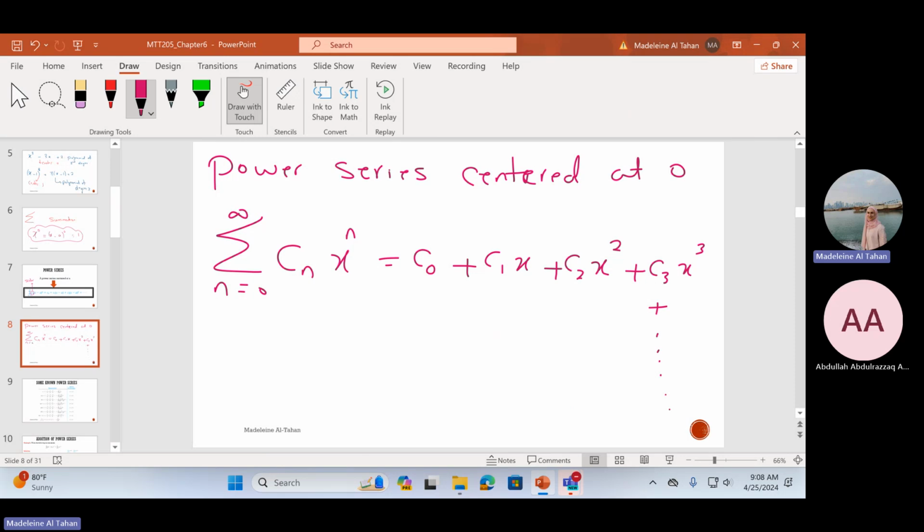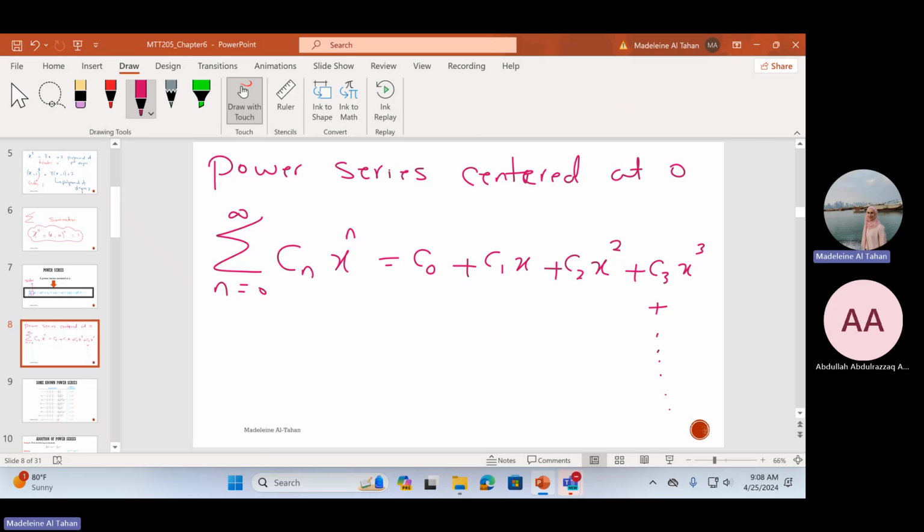Now these Cn's, can we have them zeros? Yes. Is it necessary that I have a C0 value like 1 or 0.5? I can have it as 0, it's fine. Okay, and this one we call an infinite series.